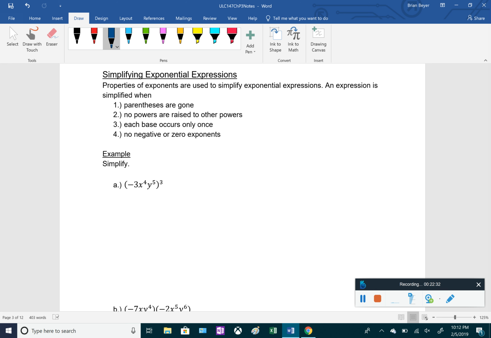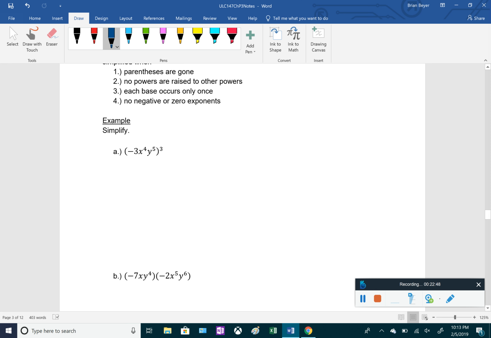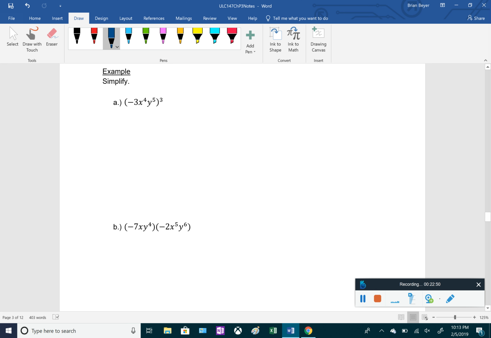Okay, so for simplifying, what it means is that it is simplified when there are no more parentheses and when no powers are raised to other powers. Each base is only there once, and we have no negative or zero exponents. So let's do these examples.